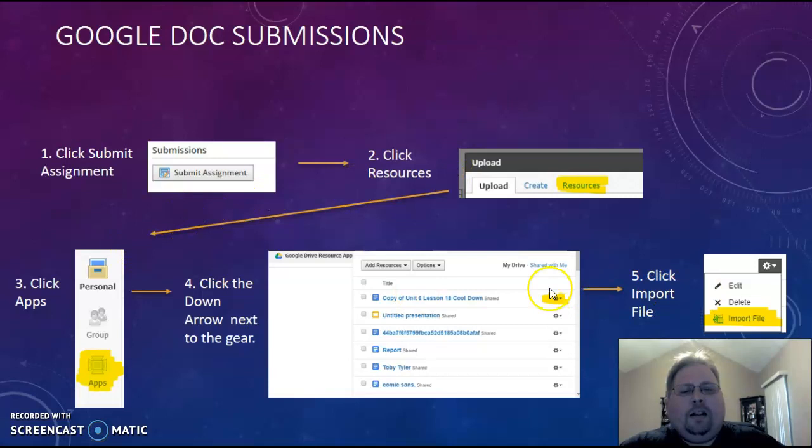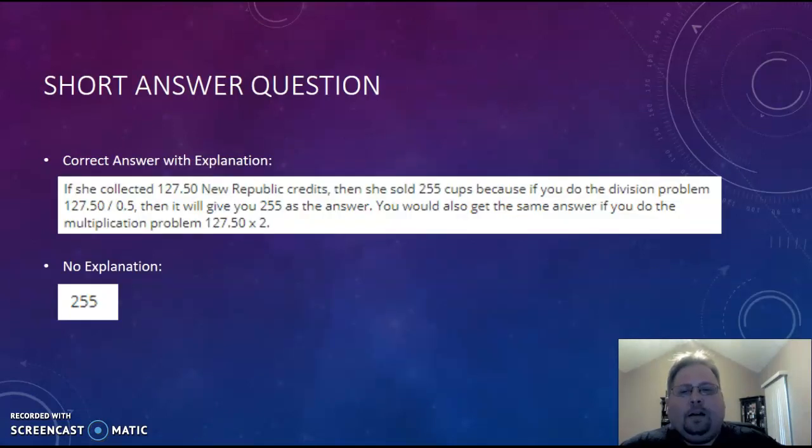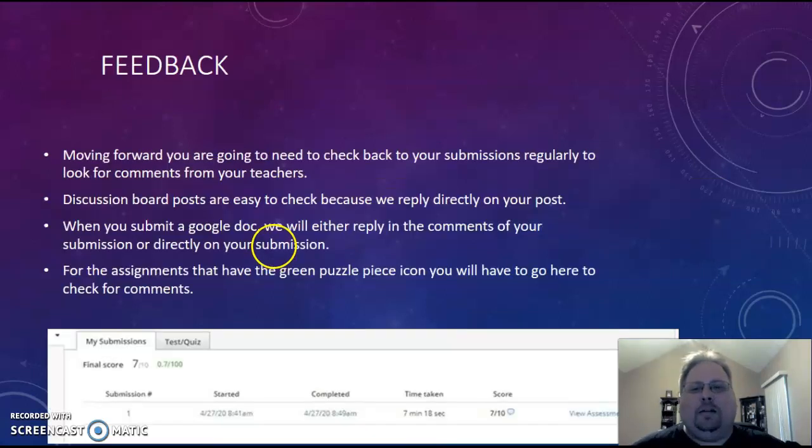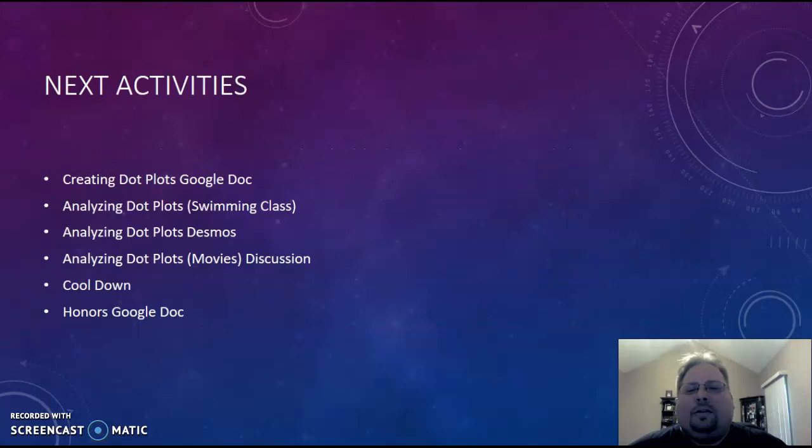Here's the path to follow to submit a Google Doc assignment. Short answer questions. Again, explain. That is something that we have been putting on several answers that you guys have been leaving. Make sure you're checking your feedback and you're responding to your feedback from your teachers.